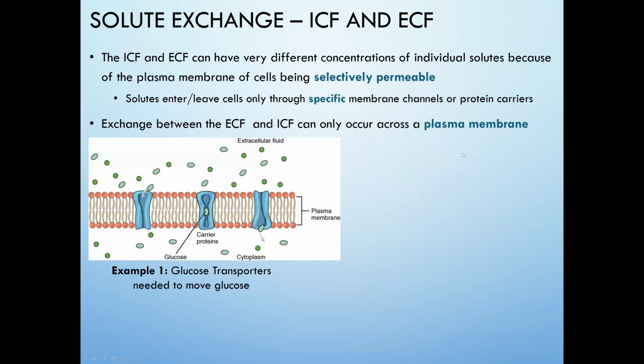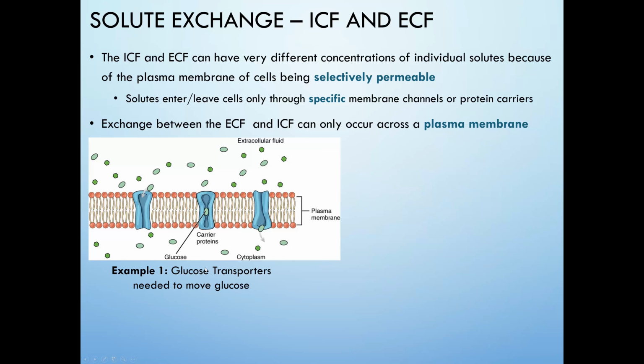Example 1, a glucose transporter would be a protein in the cell's membrane, and it would be required to move glucose across the membrane. So if a particular cell had a glucose transporter, then it could transport glucose between the ICF and ECF. If it did not have that glucose transporter, then it could not move glucose between the ICF and ECF.